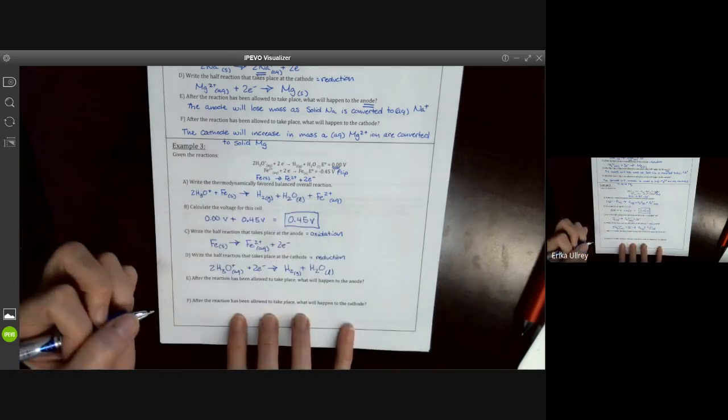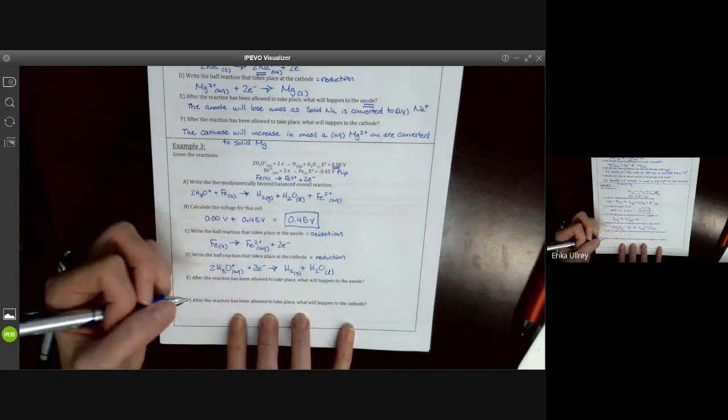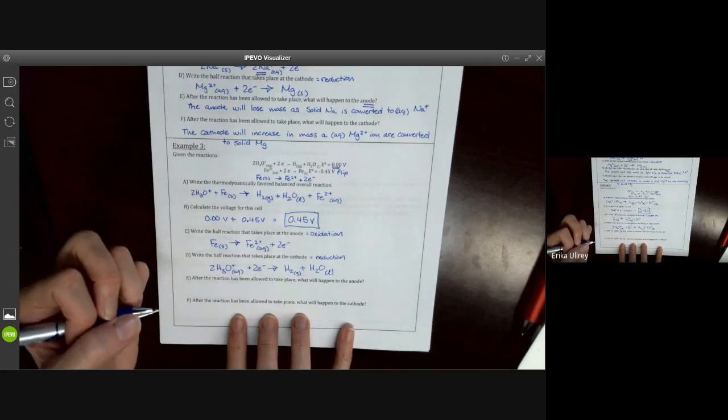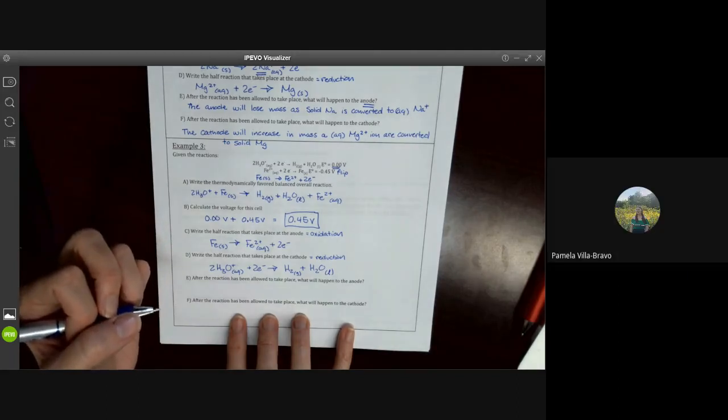What's going to happen at the anode? Gain mass or lose mass? Pamela, what do you think? It's going to lose mass.